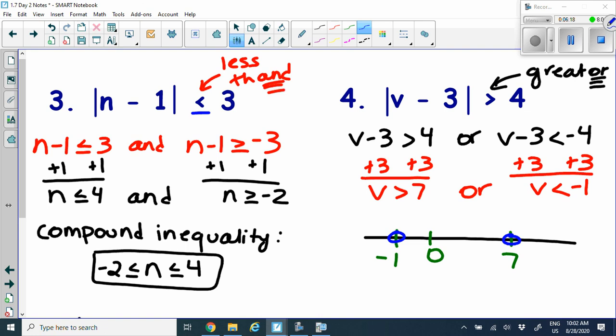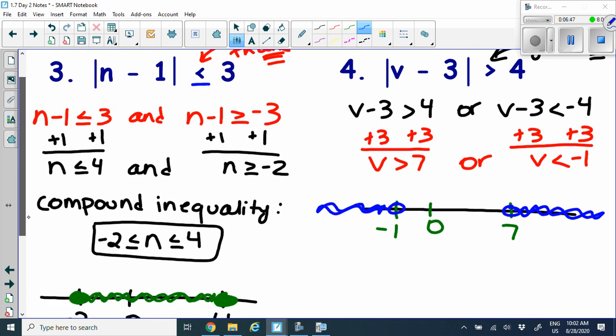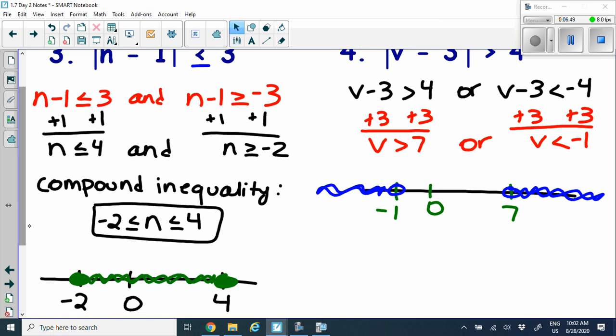Okay. Now I need to decide, do I shade in between the -1 and 7 or opposite directions? Well, since this is an or problem, we're going to shade opposite directions. The reason being is a number only has to satisfy at least one of the inequalities. So a number only has to be either on the left-hand side or it can be on the right-hand side. So nothing in between.